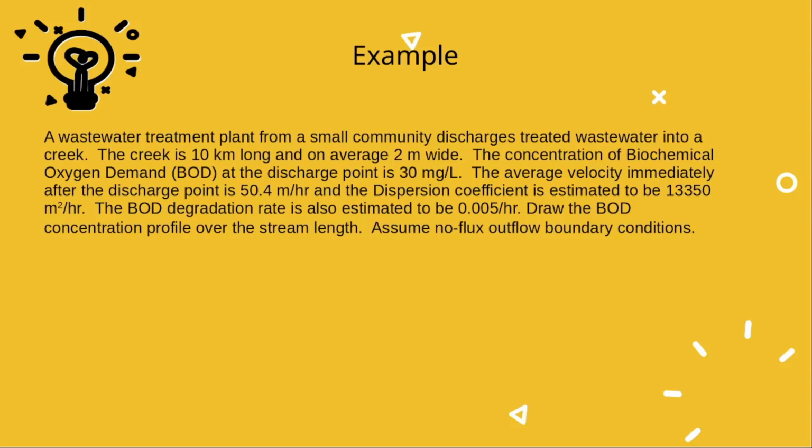And then the average velocity below the discharge point is 50.4 meters per hour, and the dispersion coefficient is estimated at 13,050 square meters per hour. So those are your two input parameters: velocity, which is equal to 50.4, and the dispersion coefficient. The degradation rate is estimated to be 0.005 per hour. And we want to draw the BOD concentration profile over the stream length. We are going to assume a no flux outflow boundary.